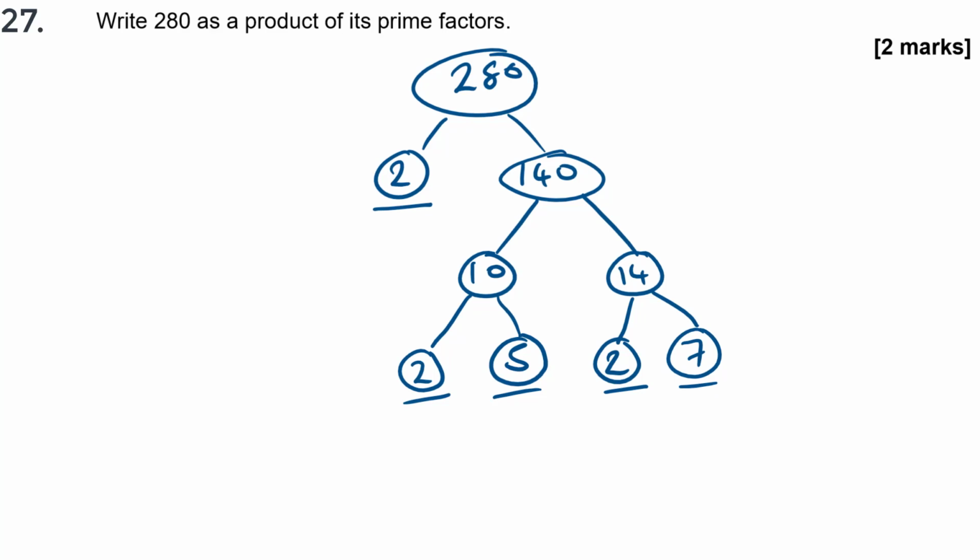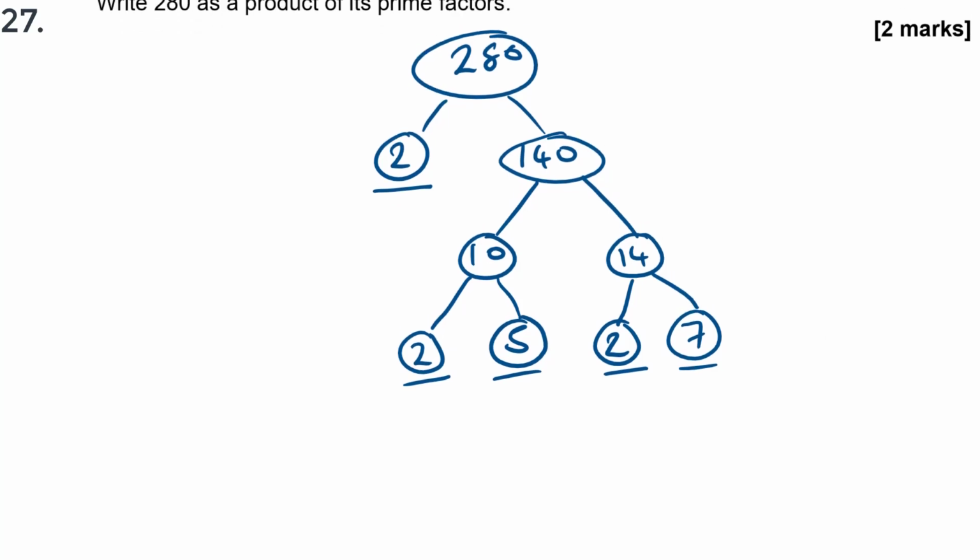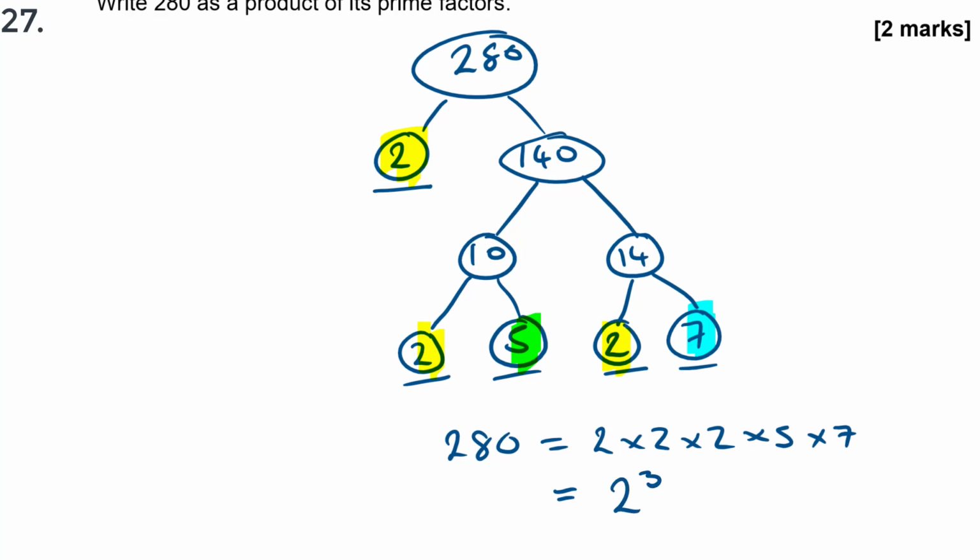Once you've completed all of them like that, then you can say that 280 is equal to a product of all those prime factors multiplied together. So I've got 1, 2, 3 2's. So 2 times 2 times 2. I've got a 5 times 5, and I've got a 7 times 7. Sometimes it asks you to write it as a product of prime factors in an index form, in which case you'd have to go one step more and write that as 2 cubed times 5 times 7. Here it doesn't ask that, so either answer would be acceptable.